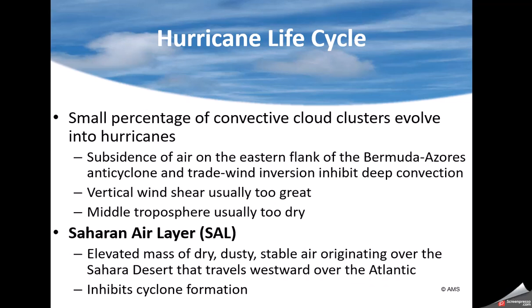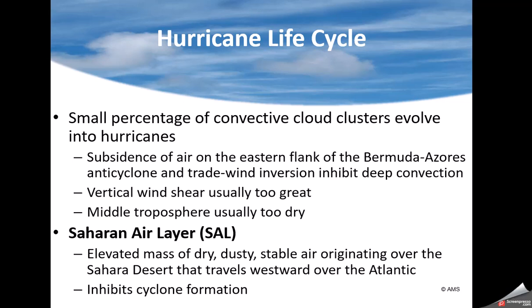Saharan air layer. We talked about it a little earlier in the course. What happens is there are dry thunderstorms that develop over the Sahara Desert in the summertime. When they do, they kick up a lot of dust, haboobs, you would say. And that air goes aloft. It's very dry, very stable, very dusty.